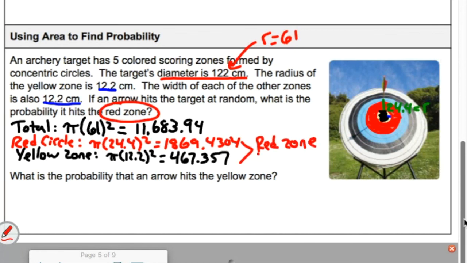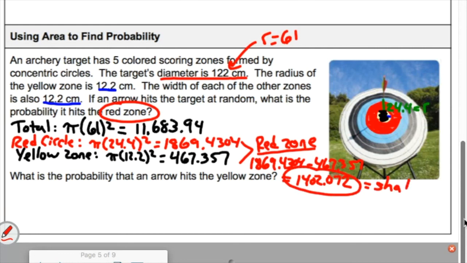Okay, so now I can get that with these two. The red zone is just 1,869.4304 minus 467.357. So when you do that, I know we got a bit of a mess here, but when we do that, we have 1,402.072. Okay, that's going to be our shaded.